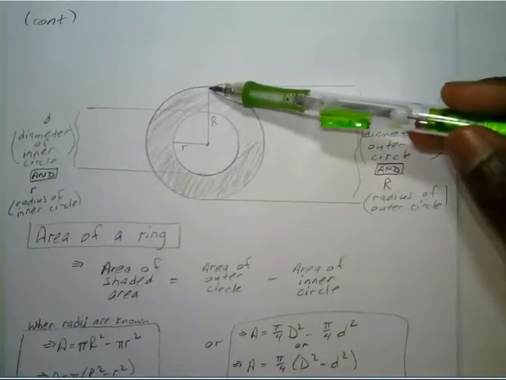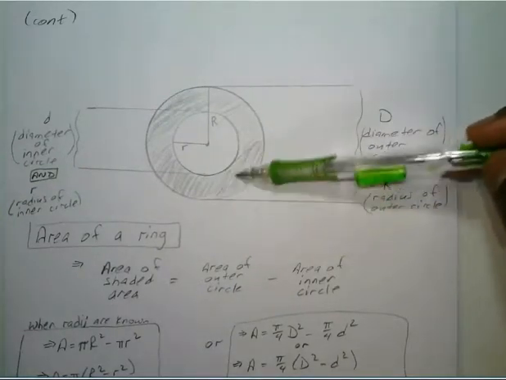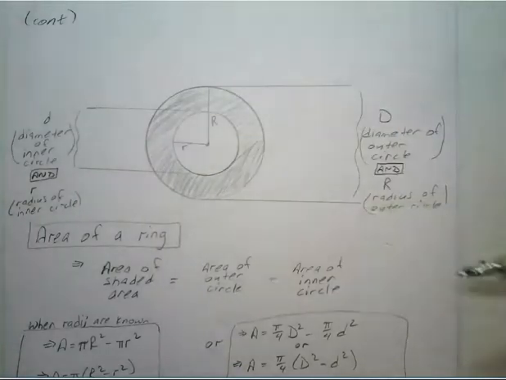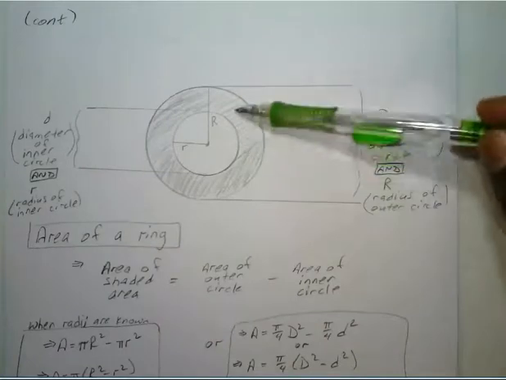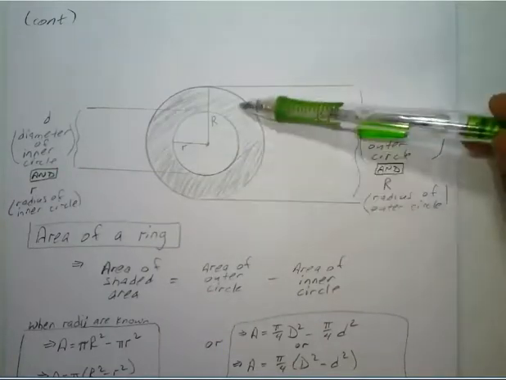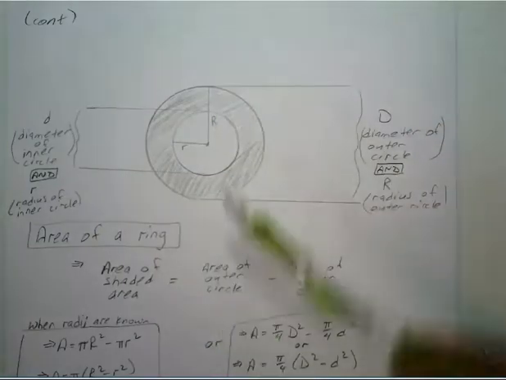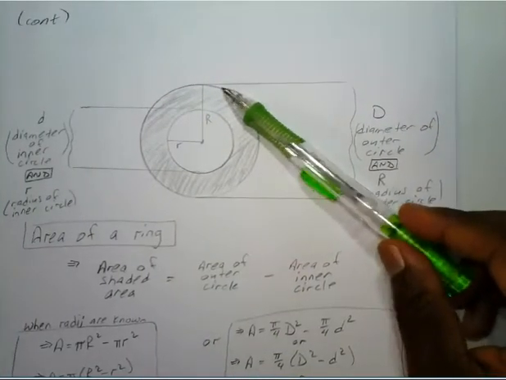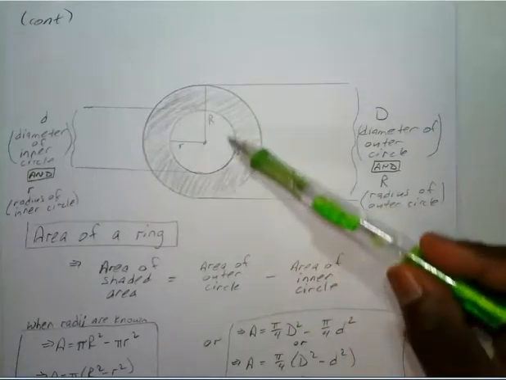So if you have two rings, one inside of the other, and you have just this shaded area, if you want to find the area of this shaded section, then you want the area of the outer circle minus the area of the inner circle. If you get the area of the outer circle, you're getting the area of the entire thing, and then you're just subtracting the part that's open.